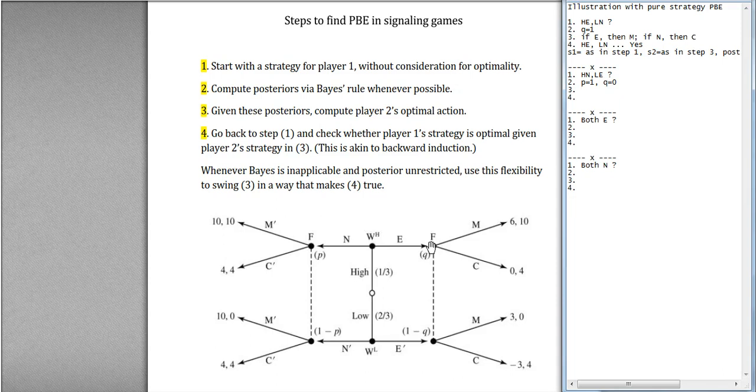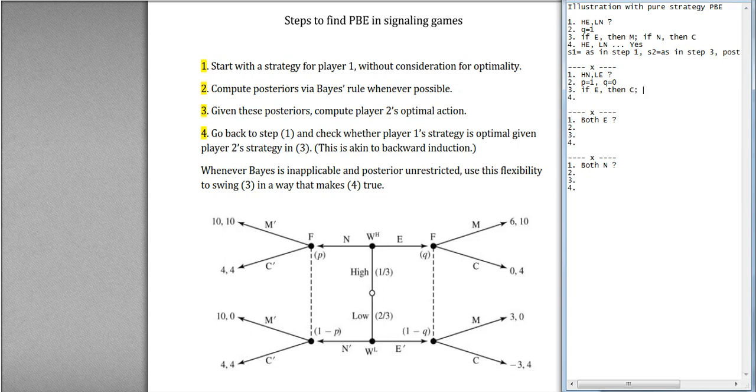Okay, so if an education is observed, then because the firm believes that for sure this is a low ability person, the firm is going to make this person a clerk. Okay, so it's going to be thinking that it's over here. And we've seen that in that case for the firm, it's better to make that person a clerk and get a 4 for itself rather than a 0. So then clerk.